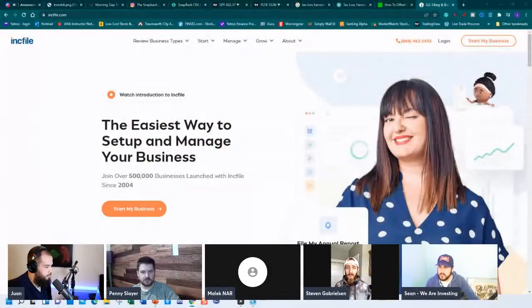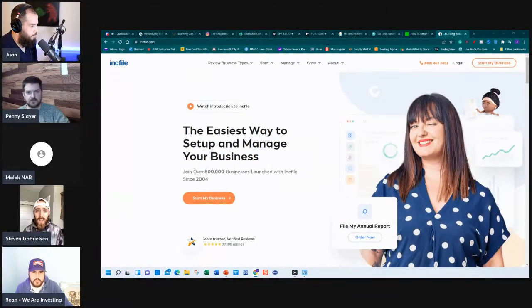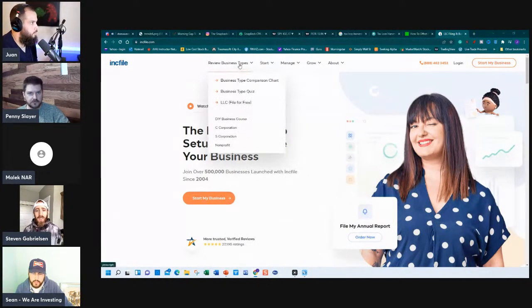Have you heard of Incorporate Fast or no? I haven't. There's a lot of software out there that'll do it for you, and most of them are pretty damn good. A lot of them overcharge though, so you want to be careful. The reason I like Inkfile is because they're super user friendly, right? The website is super clean. It's super easy to understand. And it's just really easy, and it's not super expensive, right?